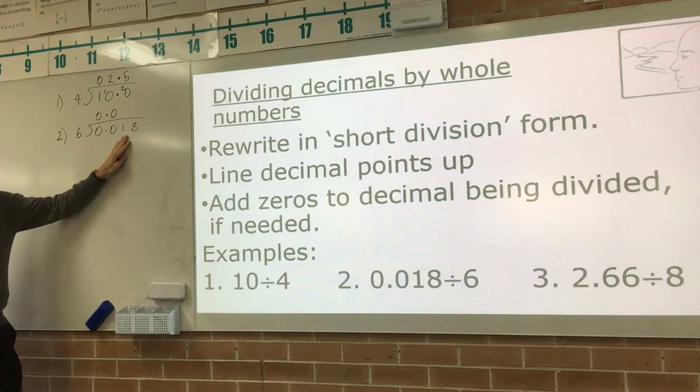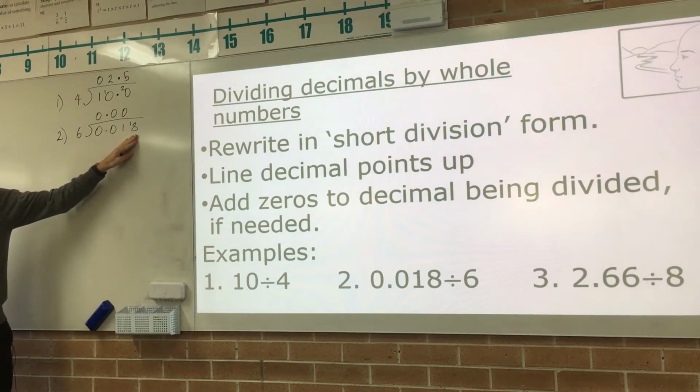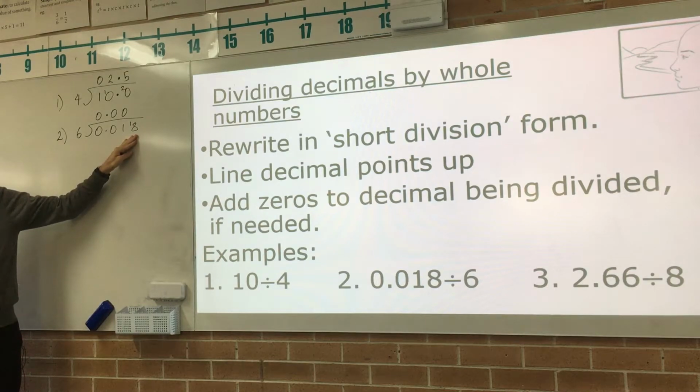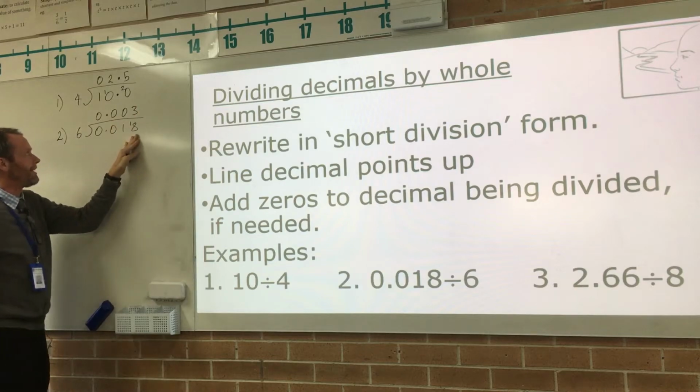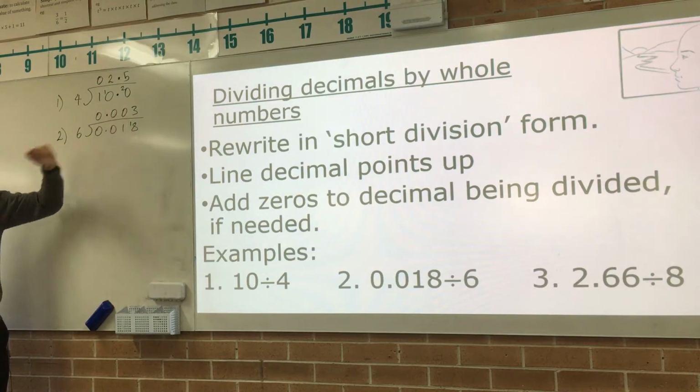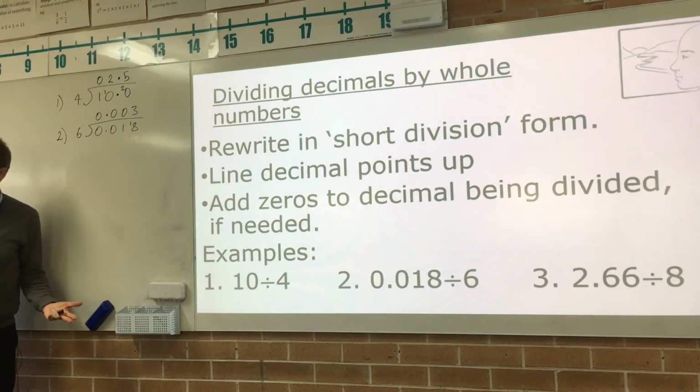6 goes into 1, 0 times. And I've got 1 left over. 6 goes into 18. How many times? 3 times. Thank you. Good work. So my answer is 0.003. Straightforward so far, isn't it?